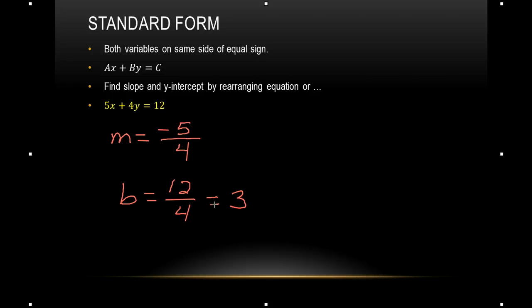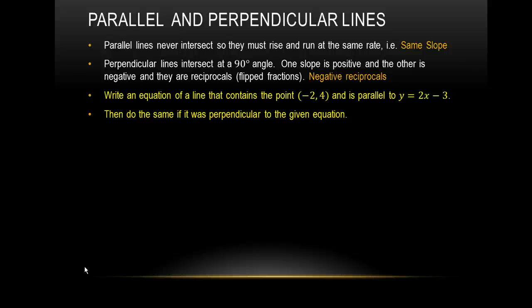Finally, we have parallel and perpendicular lines. Parallel lines are lines that never intersect. That means that they have to rise and run the same rate. They go up and over, up and over, up and over, and it has to be the same amount up and the same amount over to not touch each other. In other words, they have to have the same slope. So the slope of one line, the first line, is equal to the slope of the other line.